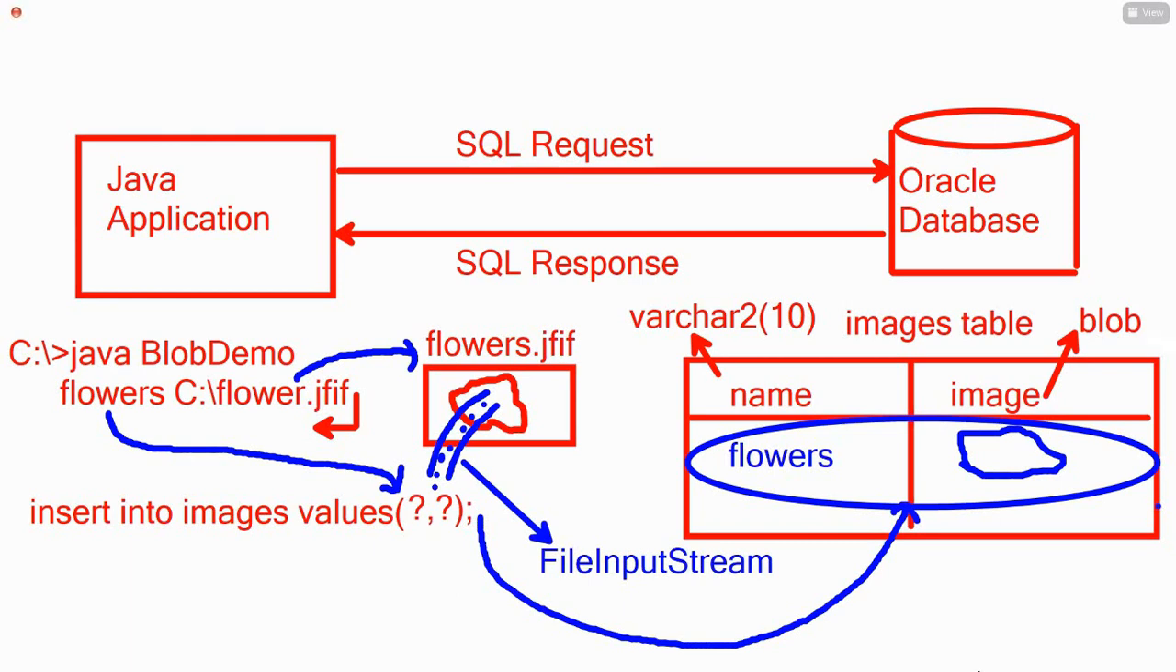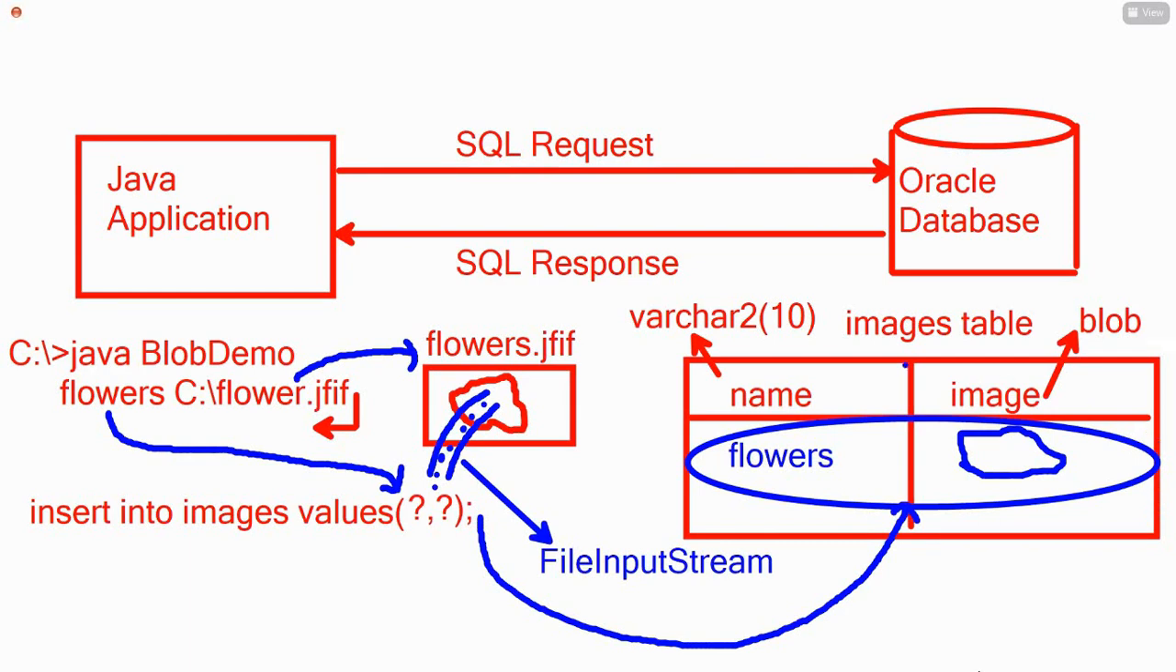From the file, content we have to read, and that content we have to insert. Not the file name, not the path of the file. If you want to store a file name, blob is not required. We can use Varchar2(10). And if you want to write a file path also, there is no need for blob. If you want to store an image, you require blob.